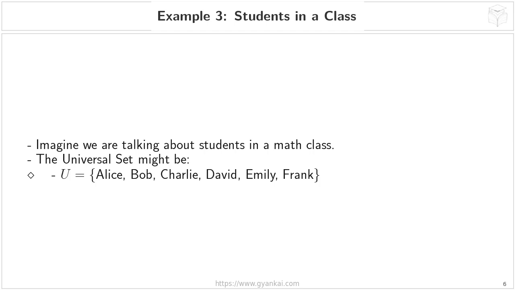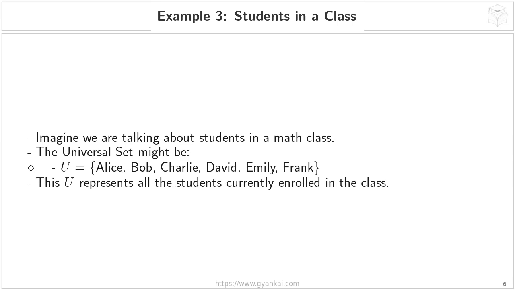In this scenario, the universal set might be represented as U equals the set containing Alice, Bob, Charlie, David, Emily, and Frank. Essentially, this U represents all the students who are currently enrolled in the class. It's a list of all possible members we might be discussing if we were, for example, looking at who passed a test or who is in the chess club.